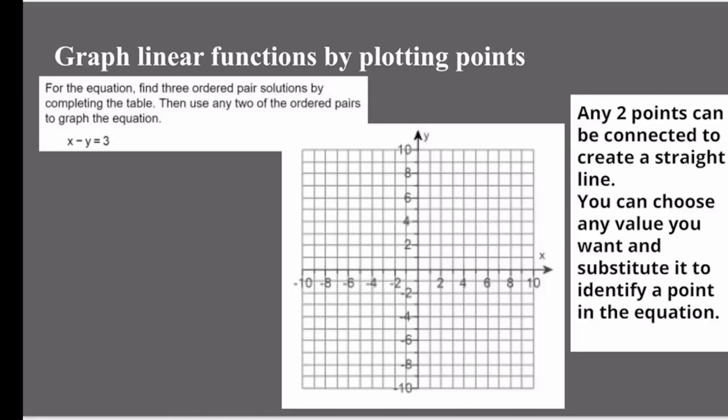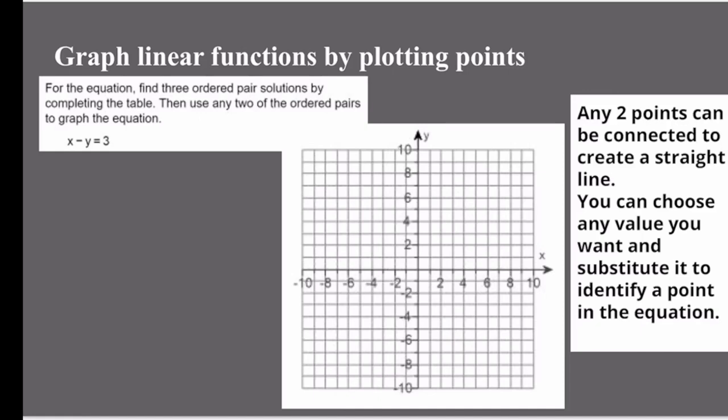Graph linear functions by plotting points. For this equation, find three ordered pair solutions by completing the table. Use any two of the ordered pairs to graph the equation. X minus y equals 3.